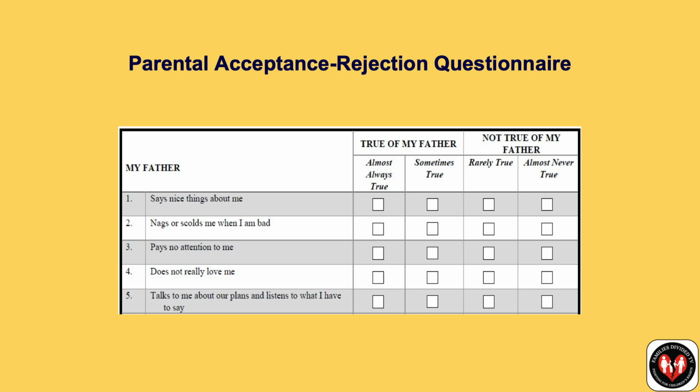And some of the questions are positive. For instance, it says, my father says nice things about me. And that's a positive thing, and the child indicates whether that's true or not true. And some of the questions are negative. So, for instance, it says, my father does not really love me. And the child says whether that's true or that's not true.